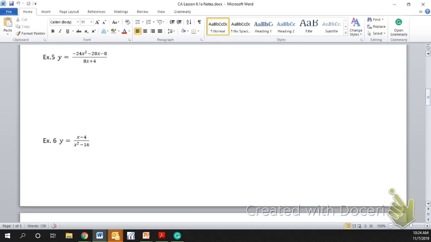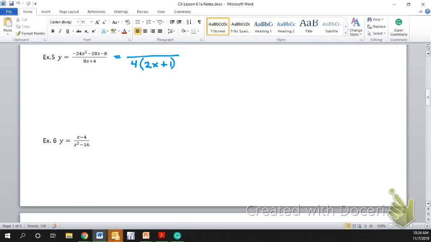Okay, example 5. What's the first step in finding a vertical asymptote? Factor if possible. Can we factor that thing? I sure hope so. It's pretty big. It's pretty nasty looking right now. So the denominator is probably the easy part to factor. How does your denominator factor? You can pull out a 4, which will leave me with 2x plus 1. Does that make sense? Yes.